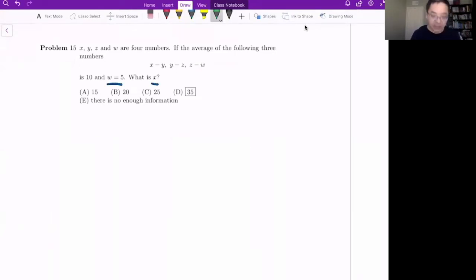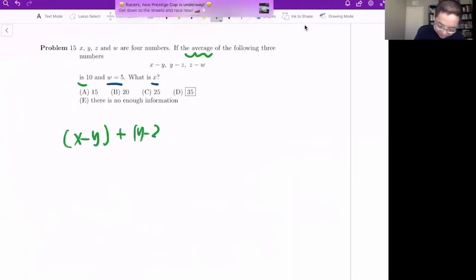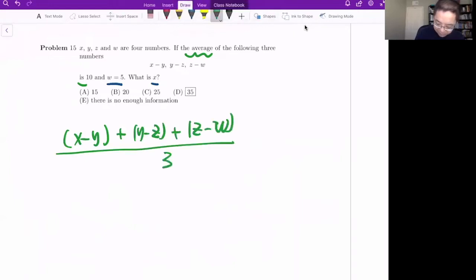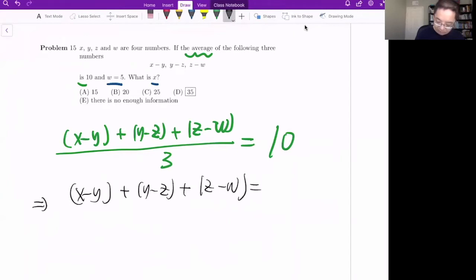All right, so here it requires just a little algebra. Because the average is 10, what does that mean? That means x minus y plus y minus z plus z minus w, divided by 3, is 10. So that implies x minus y plus y minus z plus z minus w is 30. Now, the point is, this is addition, so we can just get rid of those brackets without changing anything.